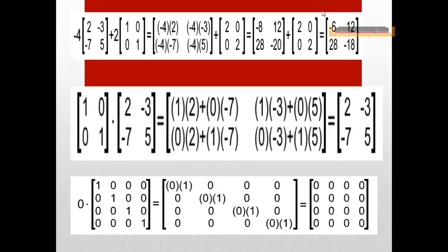Then the last operation here, it is 0i. Okay, so 0i, the I is 4 cross 4 matrix. Okay, so here every item is multiplied by 0. So the resultant matrix, you can see it is a 0 matrix. All the 4 cross 4 entries are 0.